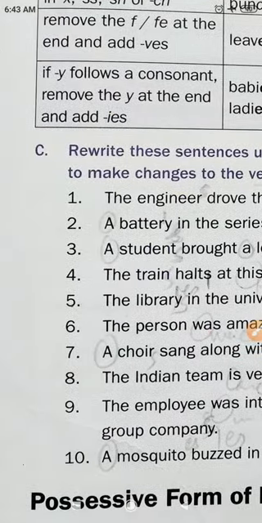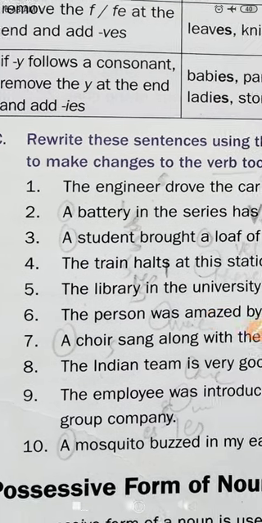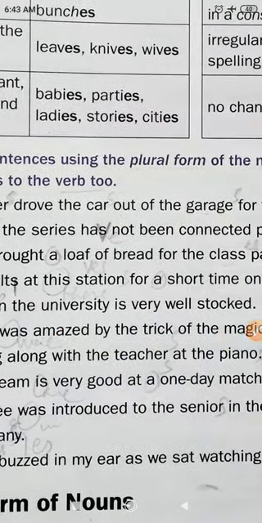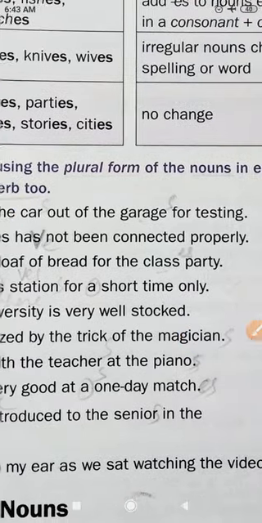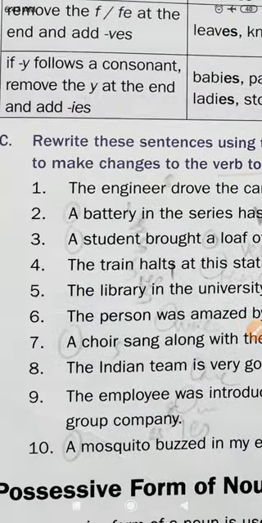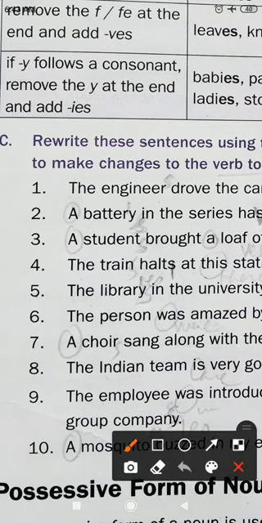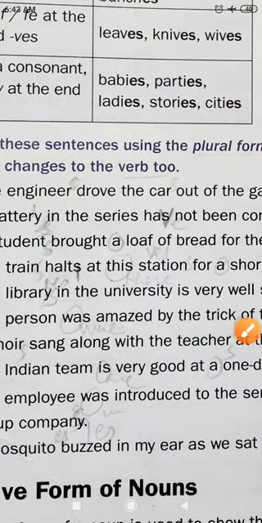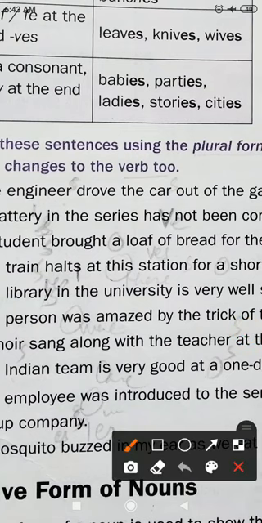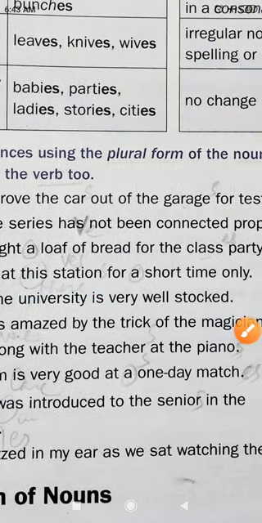now in number 4, the train halts at this station for a short time only. Dear students, in this sentence we add s to trains. And we remove the s of halts. There will be only halt. Halt at these stations. In place of this we write these: at these stations, for a short time only.